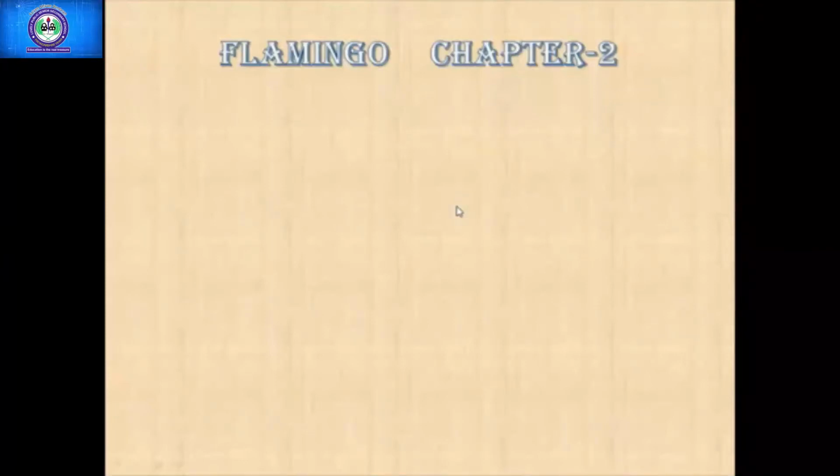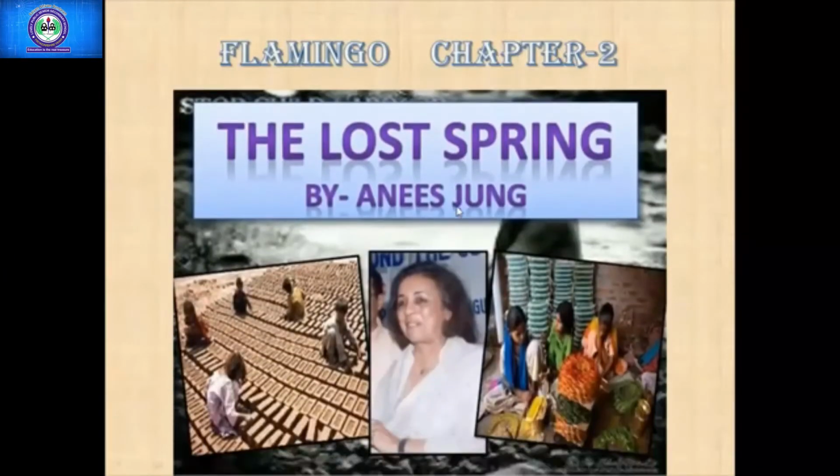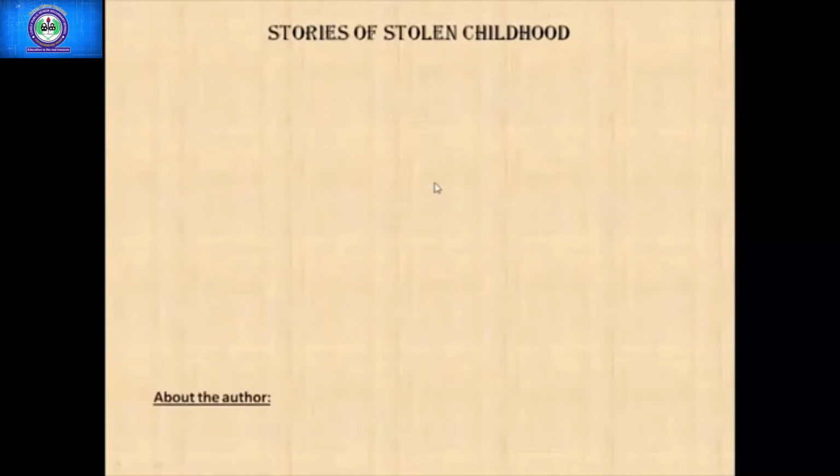Chapter 2, that is Lost Spring by Anees Jung. Lost Spring is about the stories of stolen childhood. Let's read about the author.